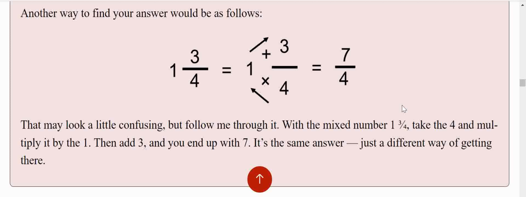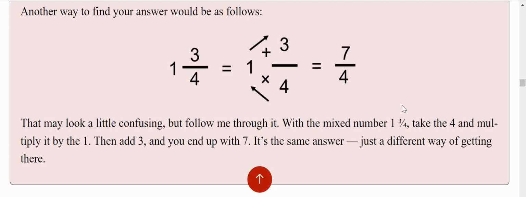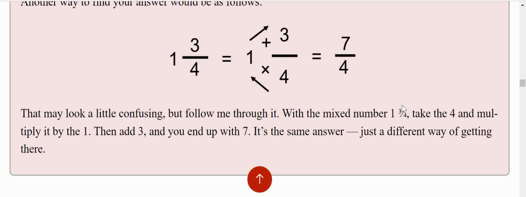That may look a little confusing, but follow me through it. With the mixed number 1 and 3/4, take the 4 and multiply it by the 1, then add 3, and you end up with 7. It's the same answer, just a different way of getting there.